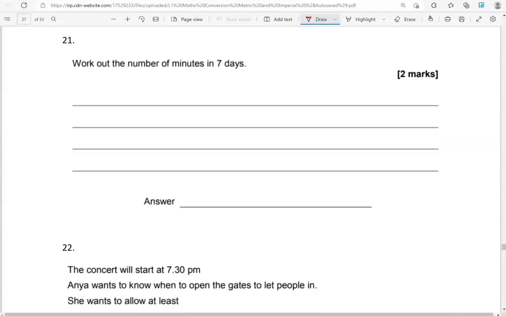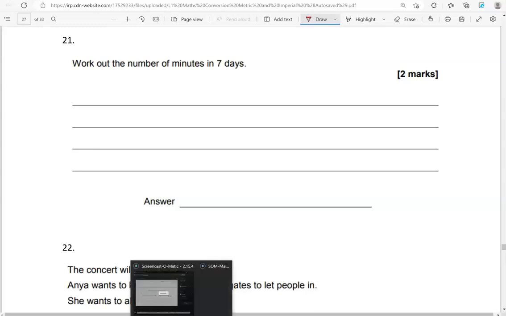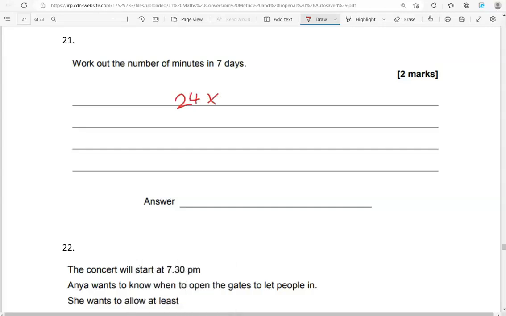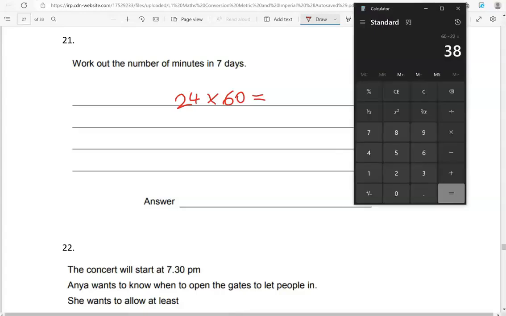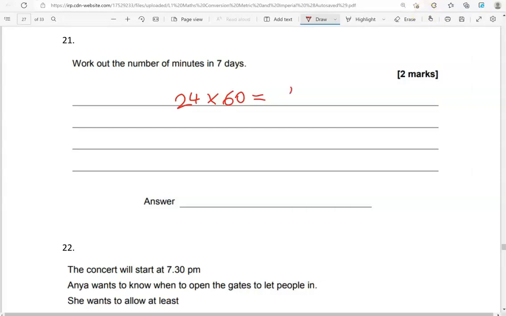Work out the number of minutes in 7 days. So we know that in 1 hour there are 60 minutes. So in 24 hours, how many minutes are there? So we'll do 24 times 60 gives us 1,440. So that's how many minutes there are in 1 day.